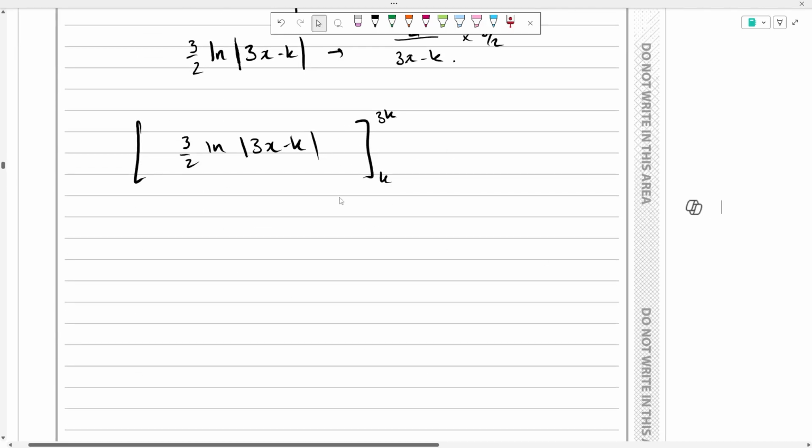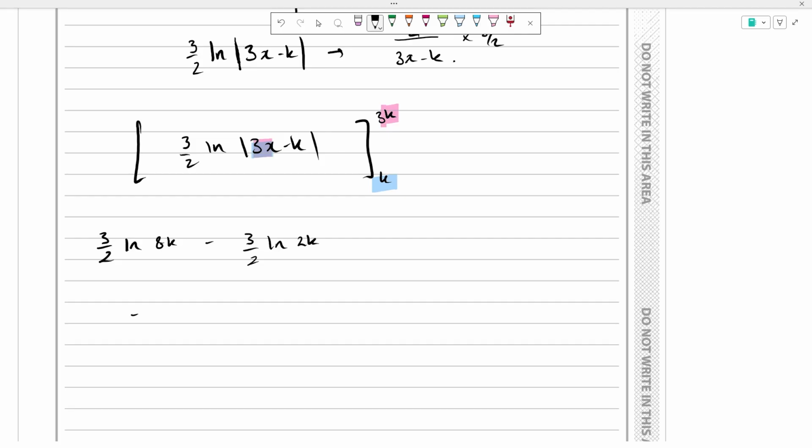If we were to go ahead and substitute these limits in, we will end up with the following. 3 over 2 ln, we're going to do 3k first, so we end up with 9k minus k, which is just 8k, minus 3 over 2 ln k, so that's going to be 3k minus k, so that's going to be 2k. This will give you 3 over 2 ln, actually, I'm going to write it like this instead. I'm going to factorize out 3 over 2, like so, and this will give me this.